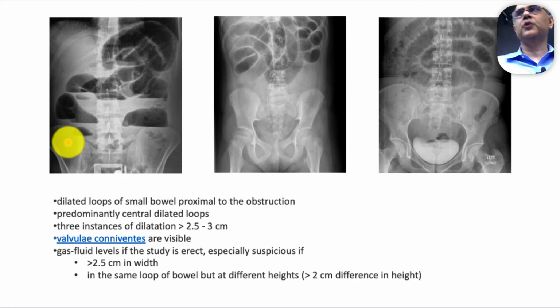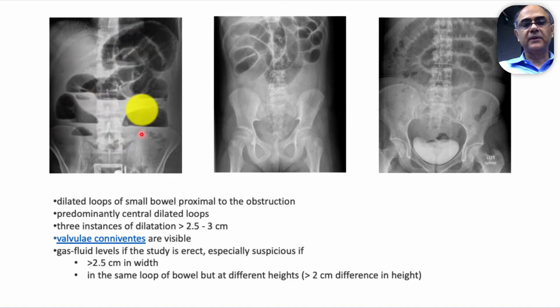Why is it erect posture? Because you can see the air fluid level. Air is always black, fluid is always white. So there are multiple air fluid levels. Plain X-ray abdomen, erect posture, showing part of the diaphragms and the pelvis, and I can see multiple distended loops with multiple air fluid levels.